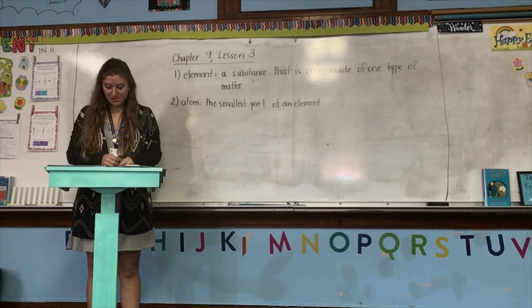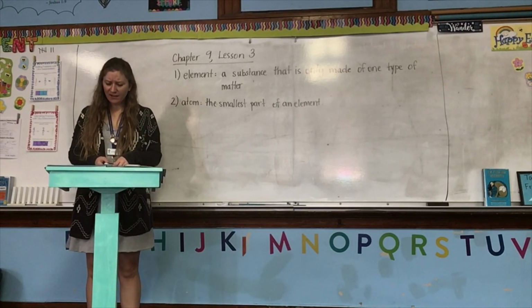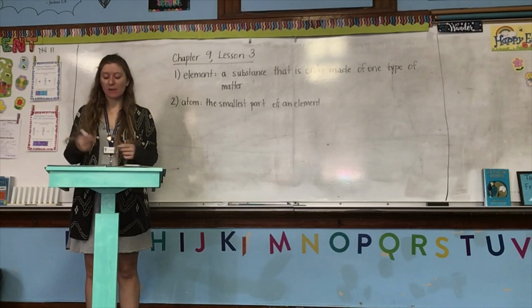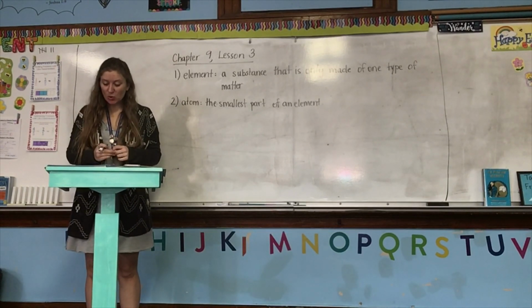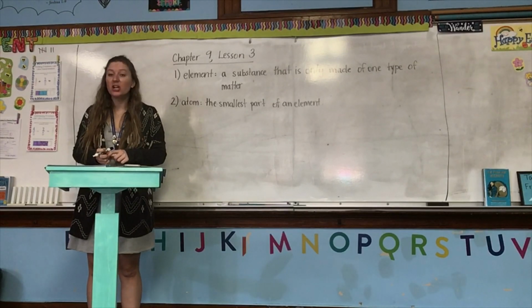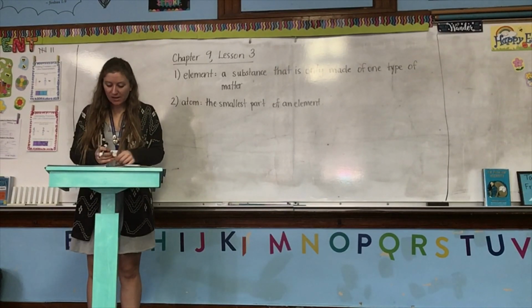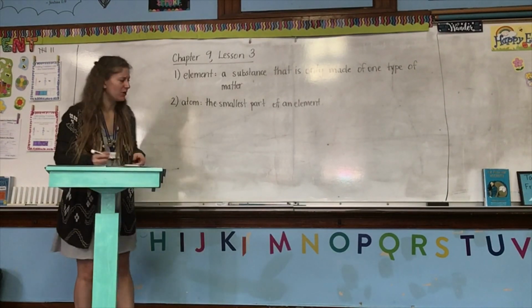Metals and nonmetals. How do we classify elements? One way is to decide if they are metal or nonmetal. A metal is shiny. It can be bent or hammered into a shape. Some metals are iron, aluminum, and copper. So let's pull the definition out of that.